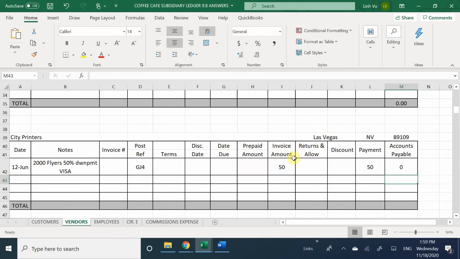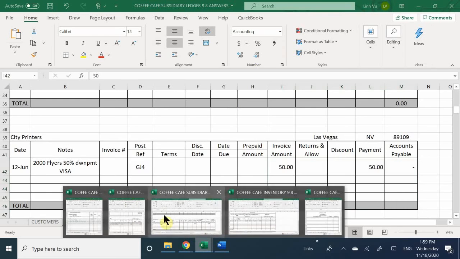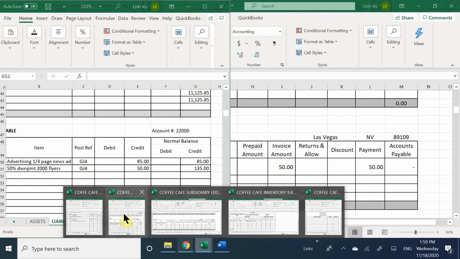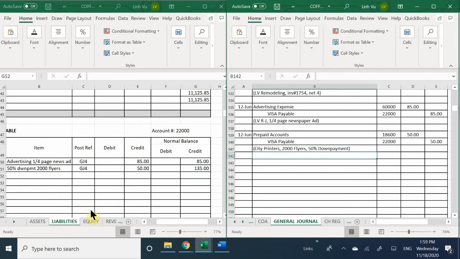Okay? So let me highlight that, and let me format it. So I'm going to double check my work here. So let me see in my ledger. Did I write 50? Yes. Okay, in my journal, did I write 50? Yes. Okay, good. So everywhere else is 50.